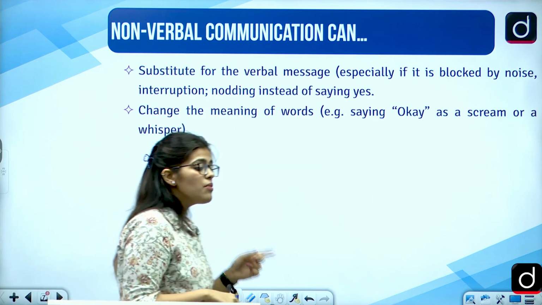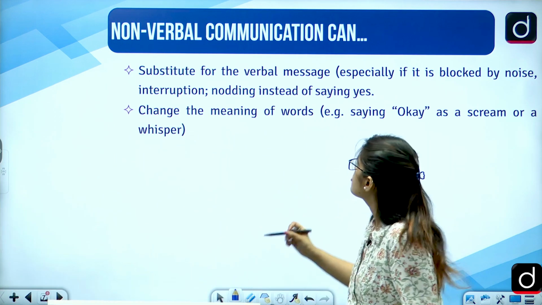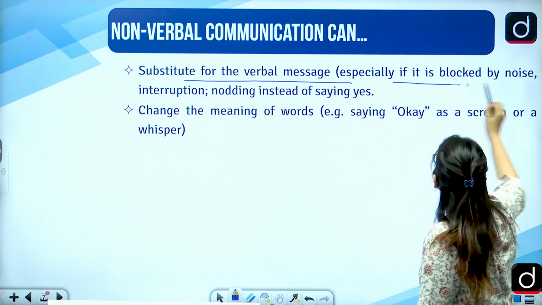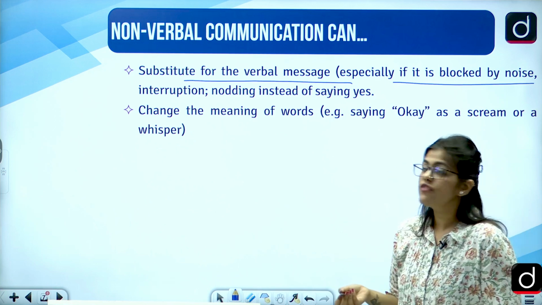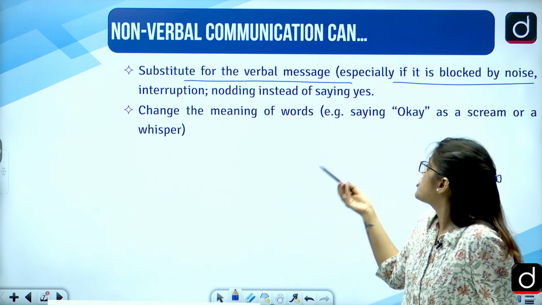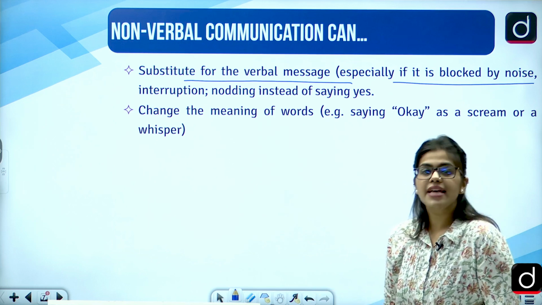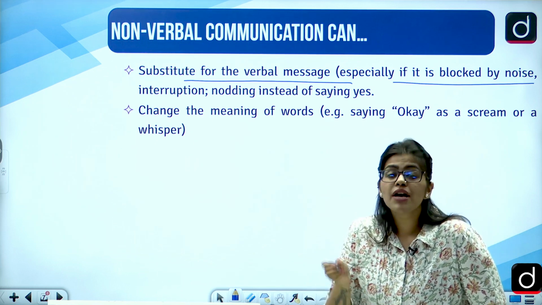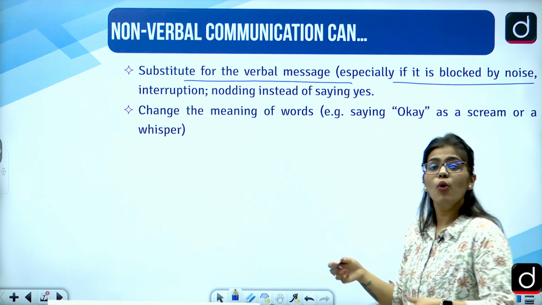Also, these non-verbal cues or non-verbal communication can substitute the verbal message, especially in cases like blocking of noise or interruption, such as nodding instead of saying yes. So you can often replace the verbal message with these non-verbal cues because they are even more evident.